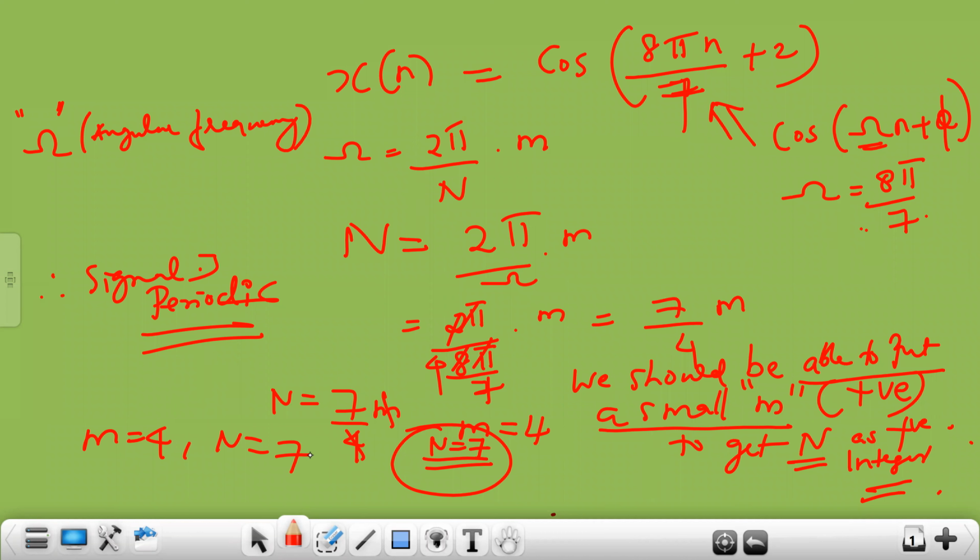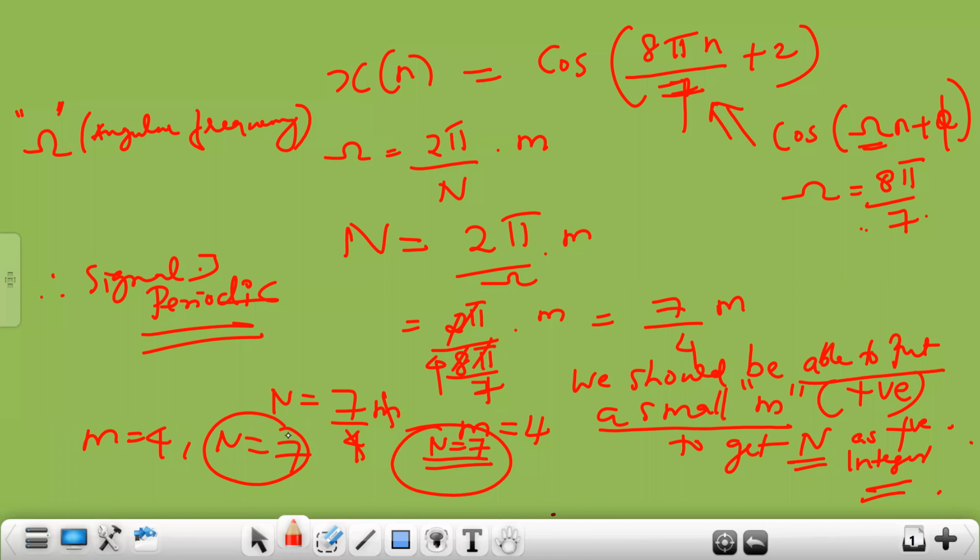Yes, sir. So you will be starting from 1 onwards. You can put 1, you can put 2, 3, like that you can check. By observing itself directly, you can say that the 4 will get cancelled. So we are putting m equal to 4, so that the answer will be 7. So the fundamental time period answer is 7. This is the answer, and the conclusion is the signal is periodic.